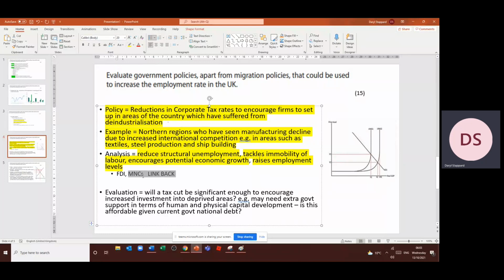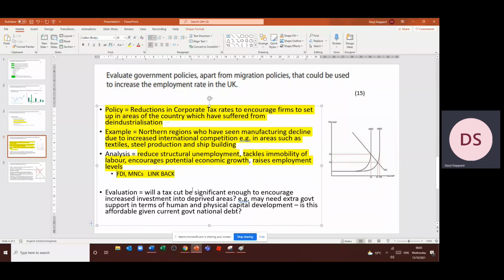So I want to make sure here that at the end that we mention these different keywords. I've already mentioned it encourages foreign direct investment. It could lead to multinationals wanting to move to the economy, but you've got to make sure that you link it back to the question. So clearly explain how this policy would increase the employment rate of the economy.